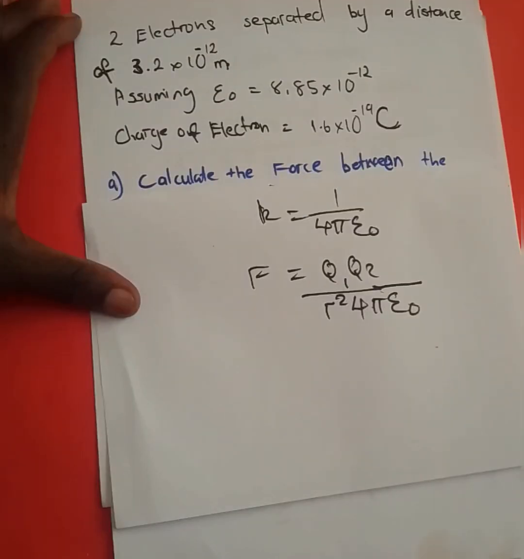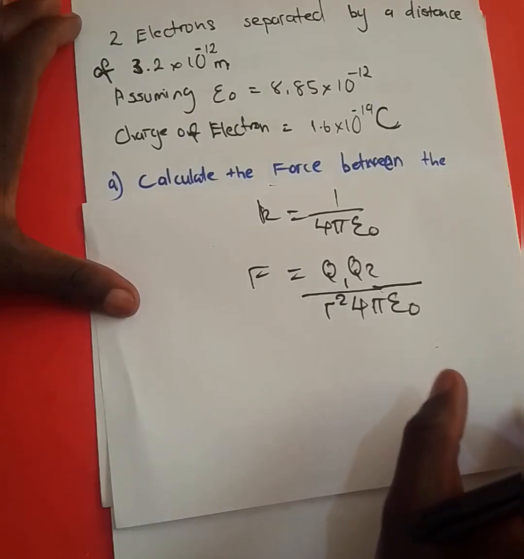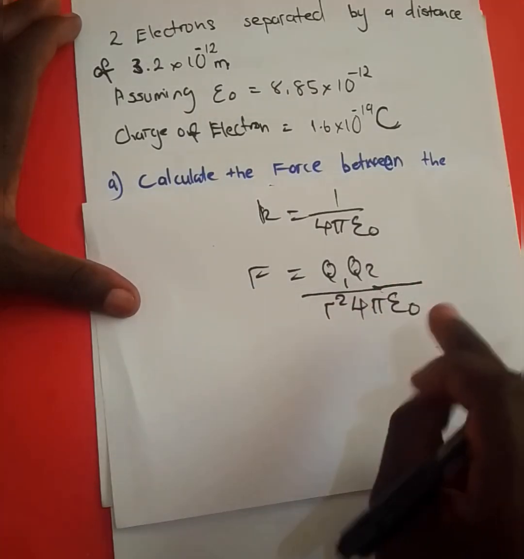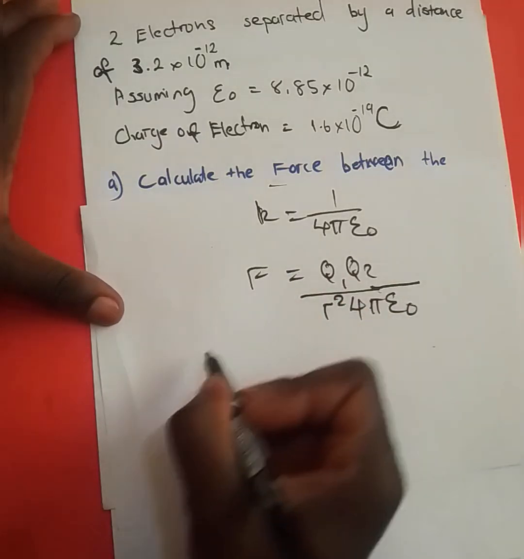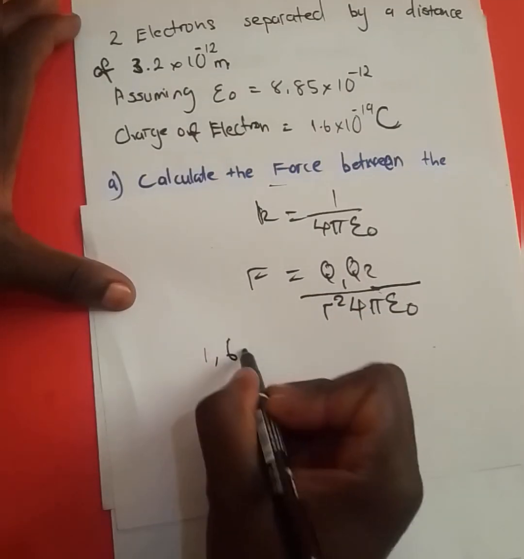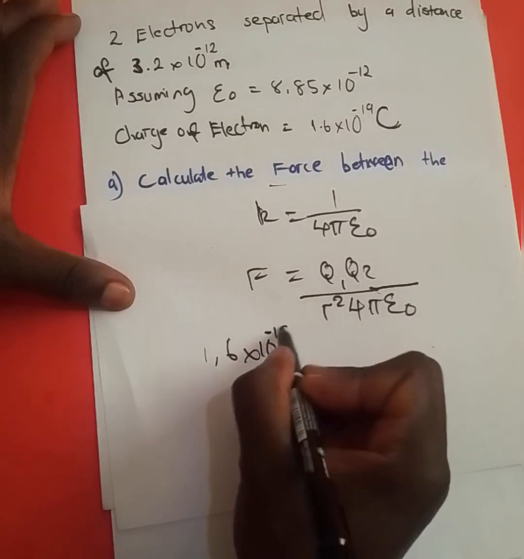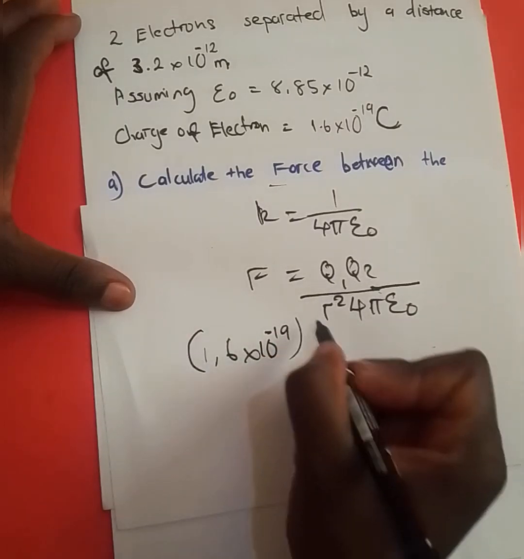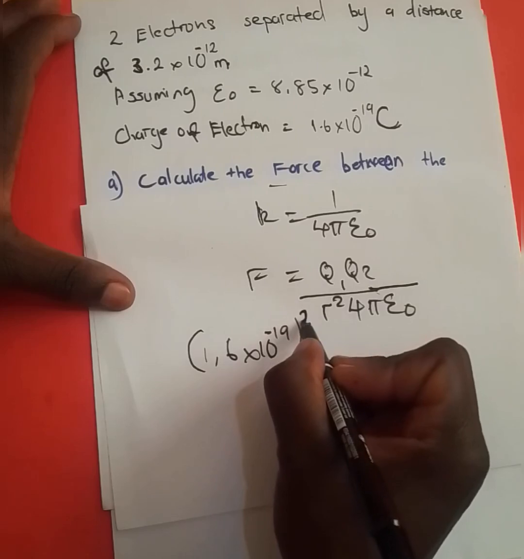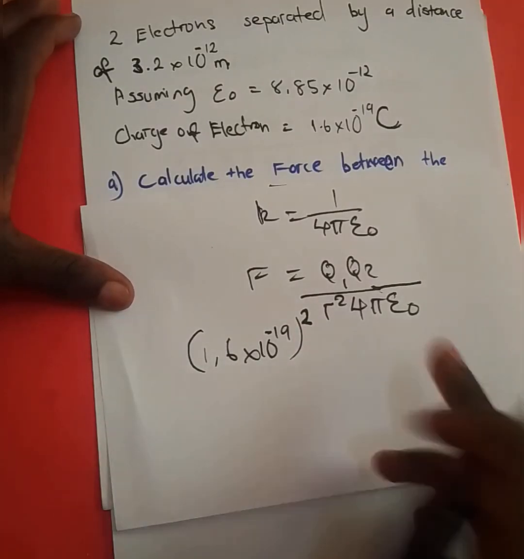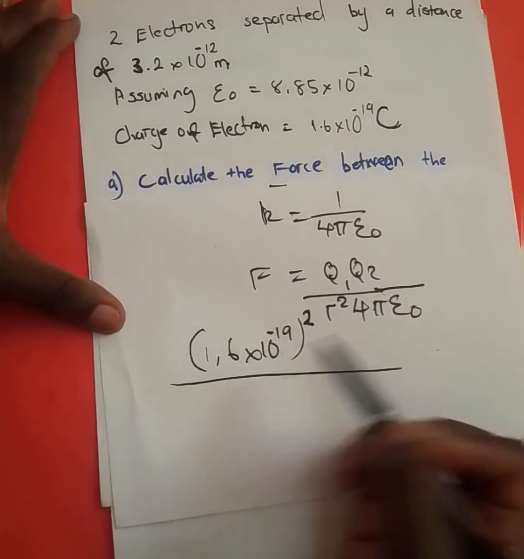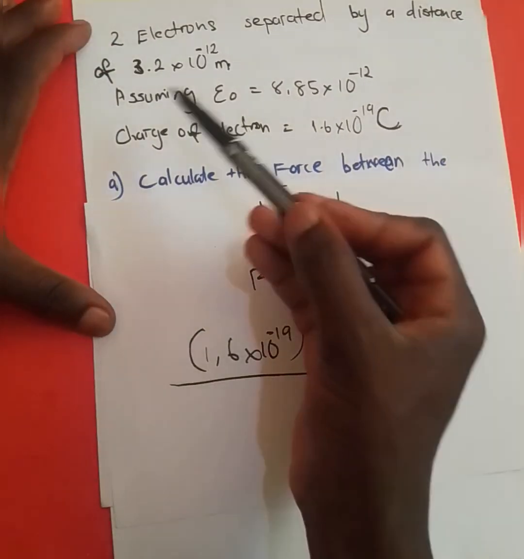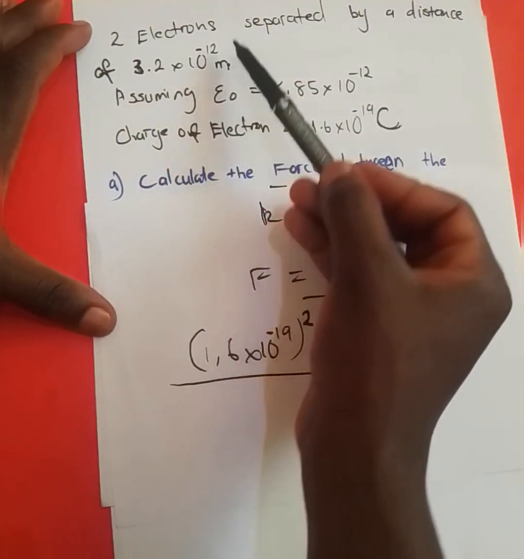Okay, so we are now substituting the variables with the values. Q1 stands for the first electron and Q2 for the second electron, and the charge on an electron is the same for both. So we have 1.6 times 10 to the power negative 19, and we can just say squared, since we have two electrons here. Over the distance separating the electrons, which is 3.2 times 10 to the power negative 12.